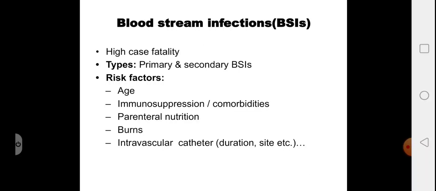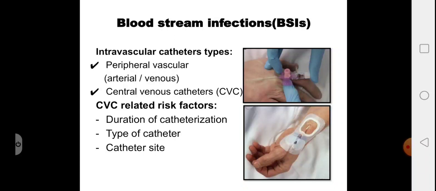The risk factors include age, extremes of age, that is either very young age group or more than 60 years old, immunocompromised states or comorbidities like diabetes, parenteral nutrition, loss of skin integrity like burns, and use of intravascular catheters is the cause for device associated bloodstream infections. Looking into these intravascular catheter types, they can be peripheral vascular catheters, which can be arterial or venous, and central venous catheters.